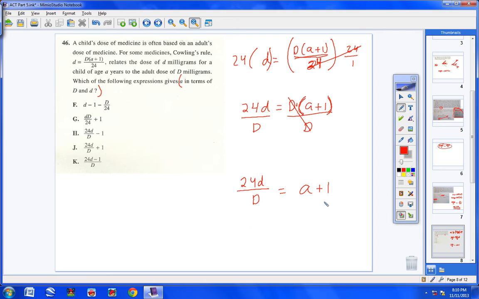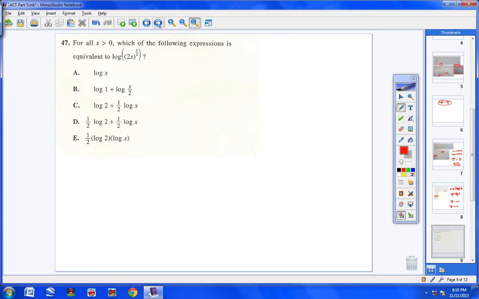And now simply bring the 1 over and make it a negative 1. Bring the positive 1 over and make it a negative 1. So 24 little d over capital D minus 1 equals A. Now, they don't have the equals A, but they're going to have this formula somewhere. Here it is right here. Letter H. 24d over D minus 1. Pretty cool. All right, let's continue on and take a look at number 47.